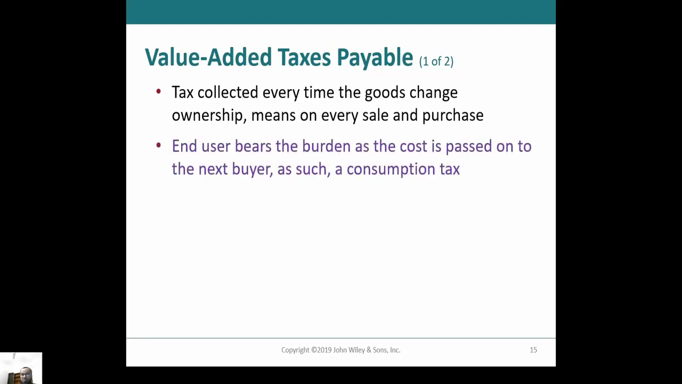So the end user bears the burden as the cost is passed on to the next buyer. As such it becomes a consumption tax. So the buyer will pay 110 and the buyer will sell it, say, for 150 to another buyer, right? So he will again charge 10%, $15. So the second buyer will have a cost of 165, and so on. Eventually the burden of the tax will be imposed upon the end user who is actually consuming the goods, who is not actually a business person.